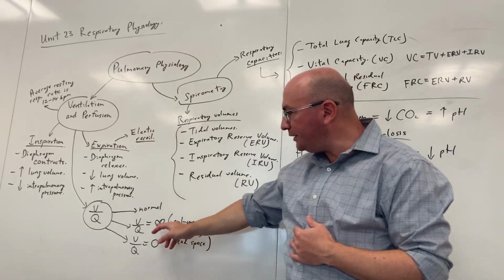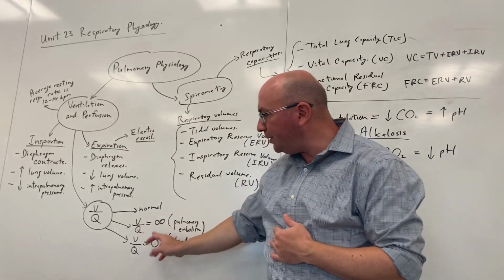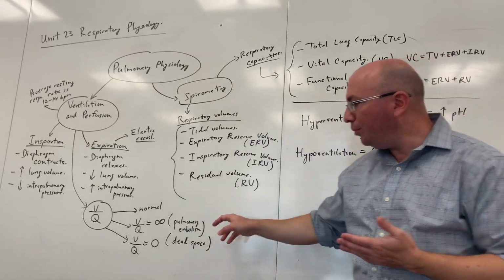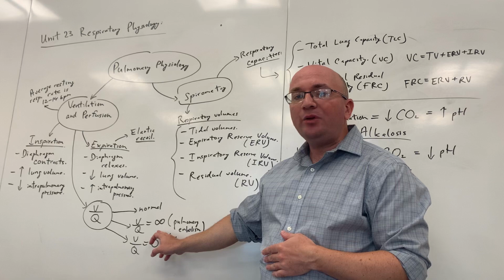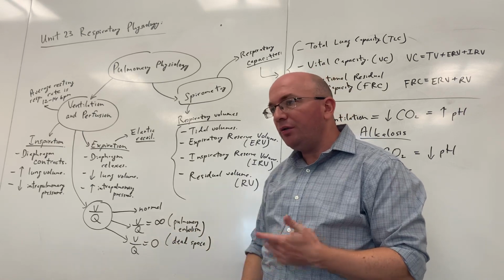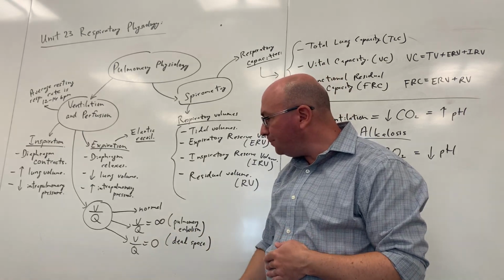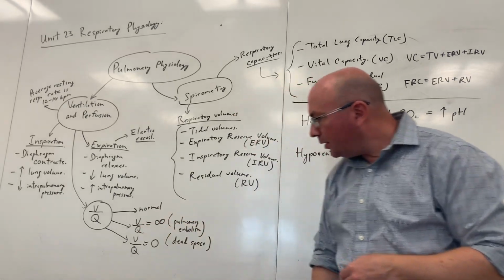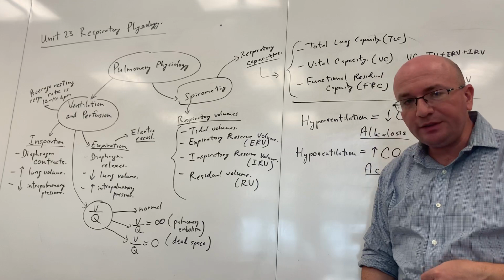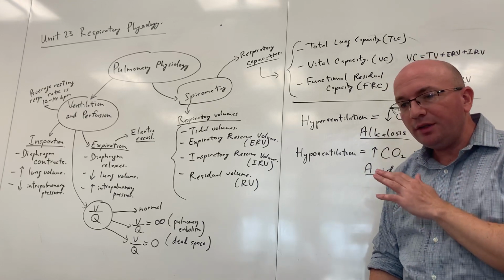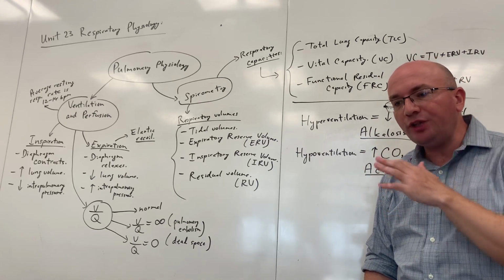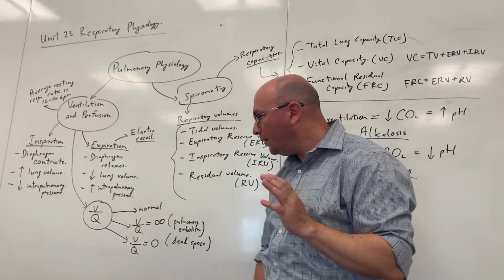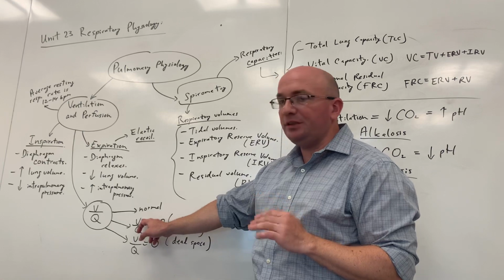So when we have that state of V over Q becoming infinity, the best example of this is what's called pulmonary embolism. By the way, how do we get this ratio, right? You can say that ventilation is taking place normally, right? Air is passing through the bronchial tree, through the trachea, through all the airways. That's fine. So we set this to, let's say, 1.